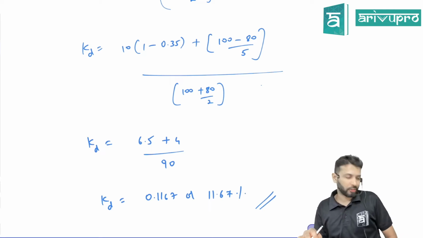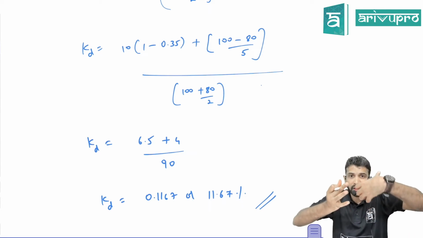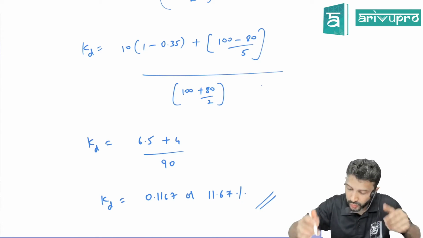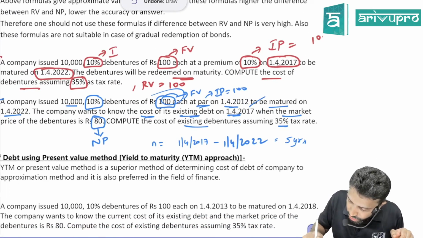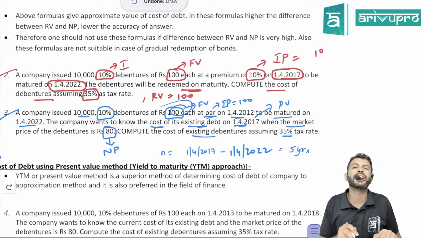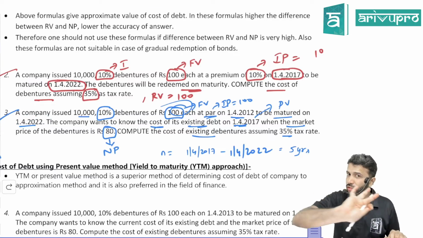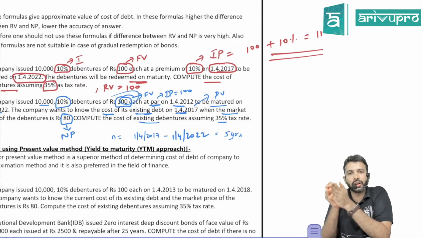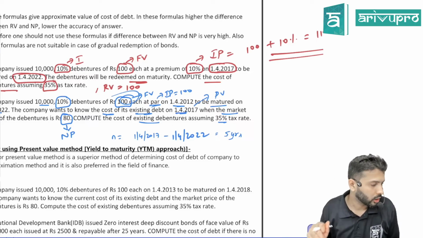N is the remaining life because we have to give the time value of money effect. Time value means what? The difference between present value and future value. We are in 1st April 2017 now. The present value should be calculated on 1st April 2017. The future value is 1st April 2022. That difference in time value is shown as N here. So hence N is not the total life, N is the remaining life. From whatever date you are calculating cost of debt, from that date till the maturity date you need to count to calculate N.